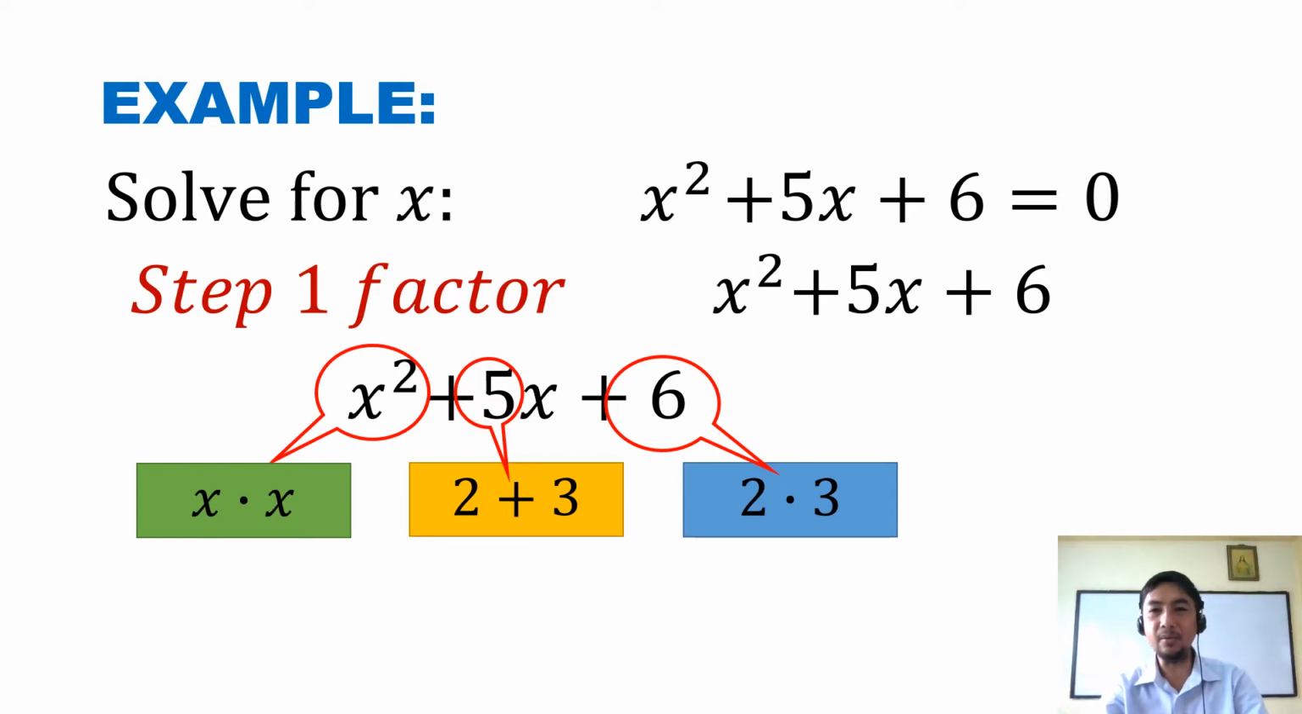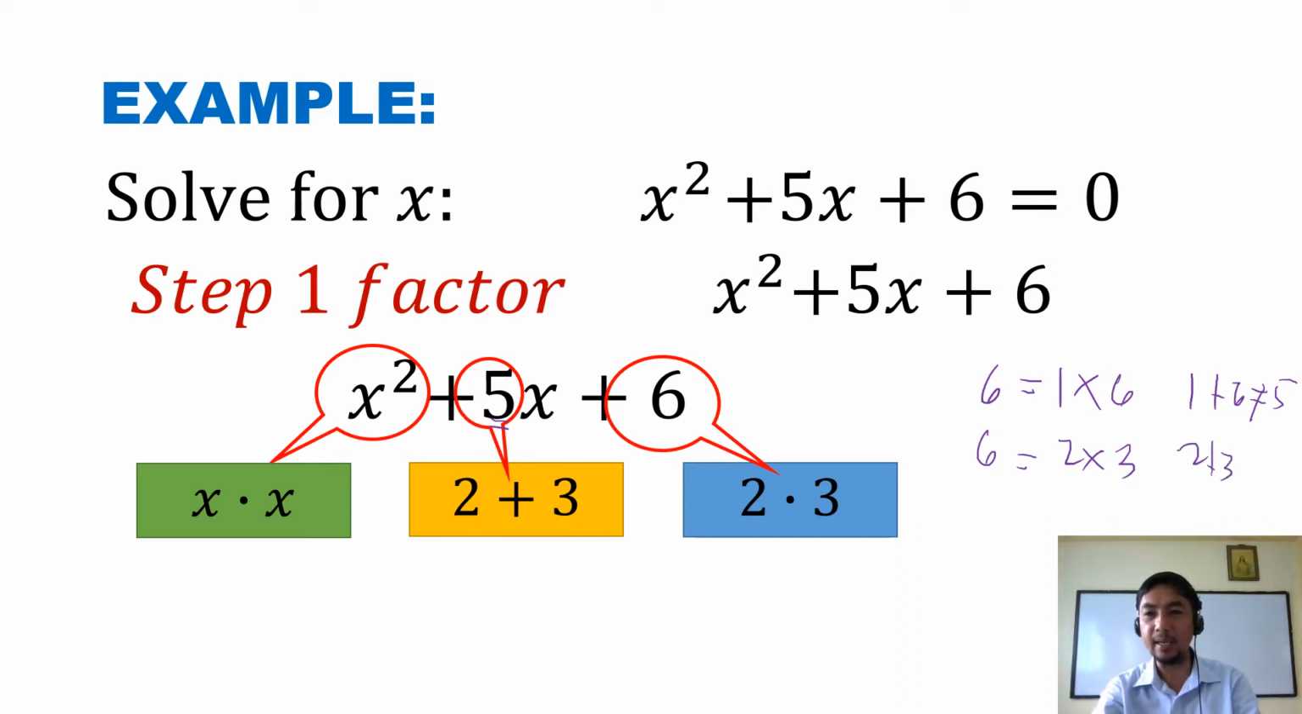Okay? Please take note po na ang 6 po baga can be 1 times 6. But 1 plus 6 is not equal to 5. Ang hinahanap natin po ay yung middle term na 5. So, we have 6 equals 2 times 3. And 2 times 3 is 6. And 2 plus 3 is 5. Ayun. That's why we choose 2 and 3 as factors of 6.